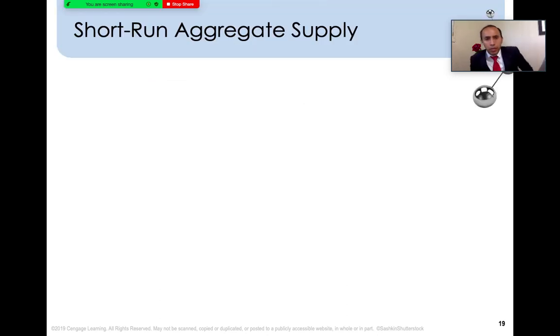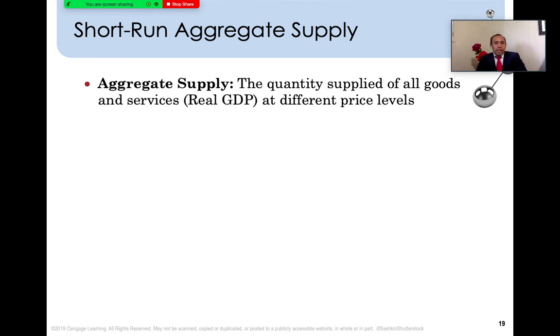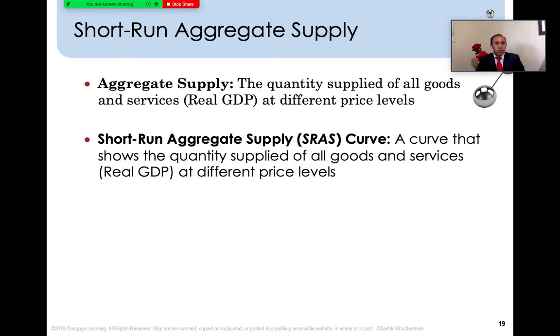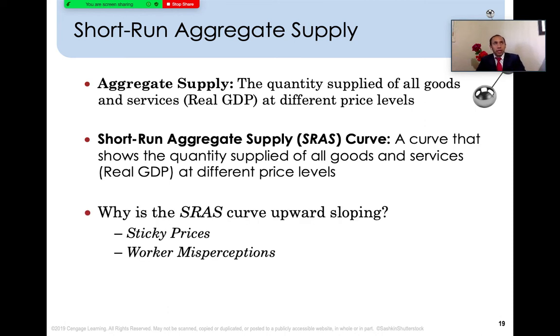On the production side, we have the aggregate supply of goods and services. The aggregate supply is the quantity supplied of all goods and services in terms of real GDP at different price index levels. And the aggregate supply is separated into the short-run aggregate supply, the curve that shows the quantity supplied of all goods and services in real GDP terms at different price levels in the short run, and also the medium-run aggregate supply and long-run aggregate supply. For the most part, we're going to refer to the short-run aggregate supply consistently.